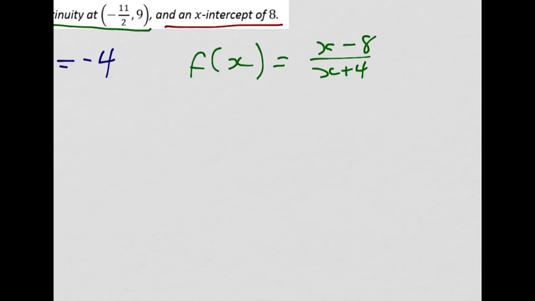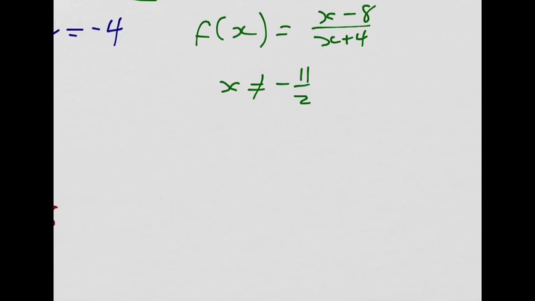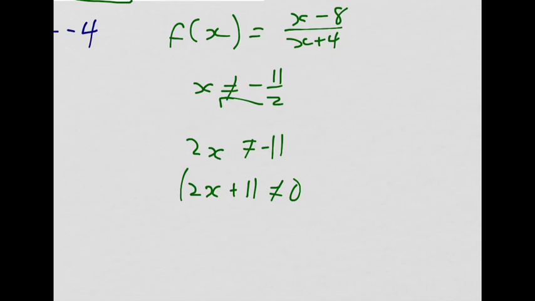And we want x, this is our point of discontinuity, to not equal -11/2. Right? It is a non-permissible value that got cancelled. So just like we did with the vertical asymptote, I'm going to rewrite it in a factored form. So I'm just going to equate it to 0. So this would be 2x doesn't equal -11, and then bring over the 11. 2x plus 11 does not equal 0. So this would be the factor that I would put in the top and the bottom.